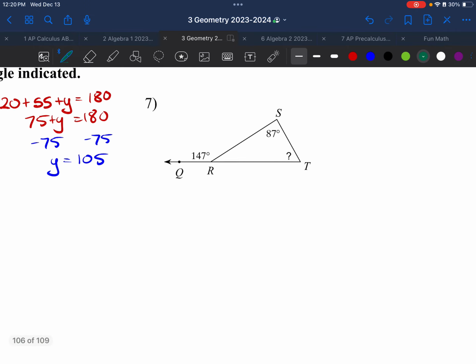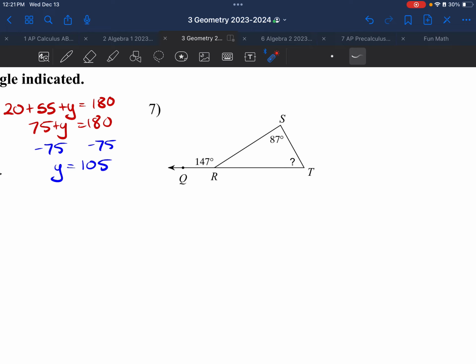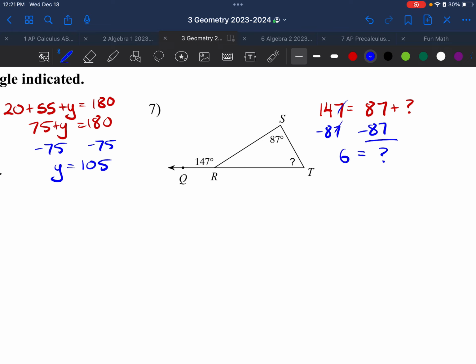All right, in number 7. I have this exterior angle right here of 147 and these two interior angles. I know for a fact that these two interior angles add up to this one exterior angle. So I'm going to say 147 came from adding 87 and the question mark, which means I just simply subtract 87 from both sides, and I get question mark is equal to, well, the 7s cancel out, and then 14 minus 8 is 6, so 60. So question mark is equal to 60 degrees, final answer, and box it.